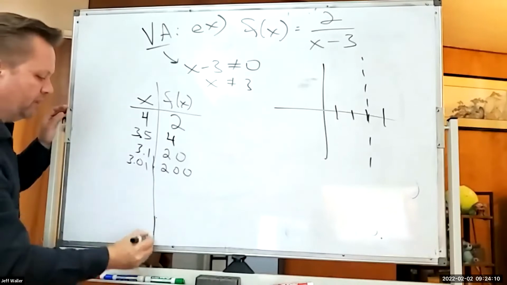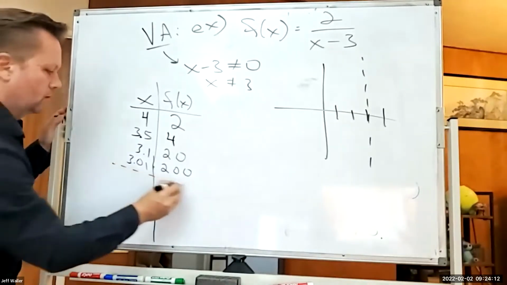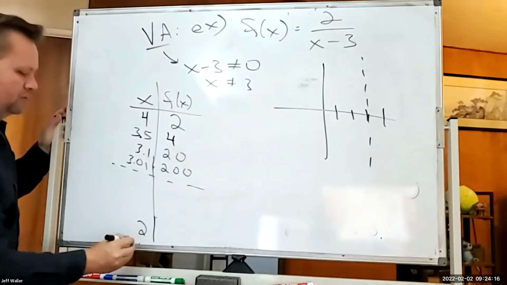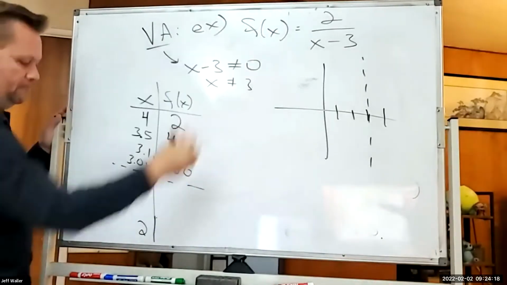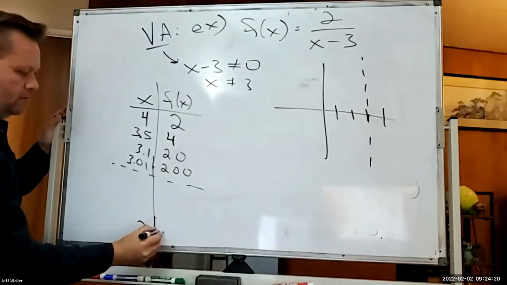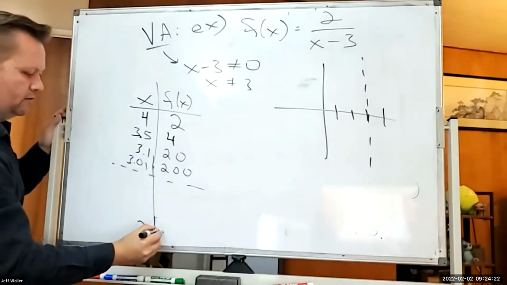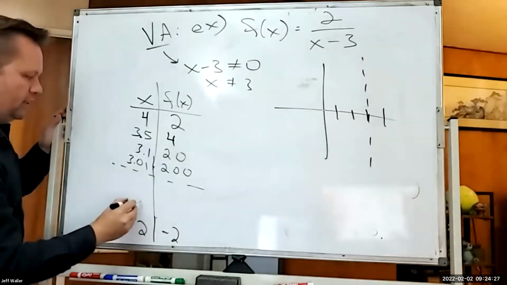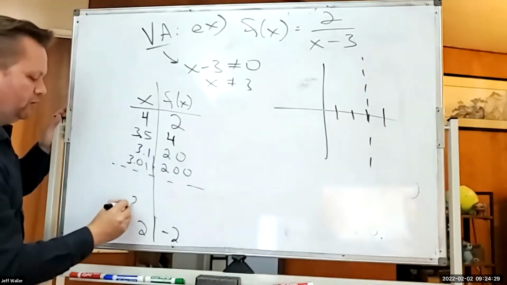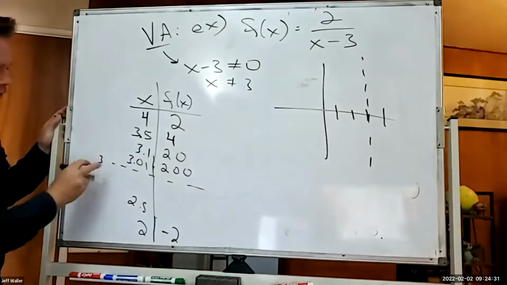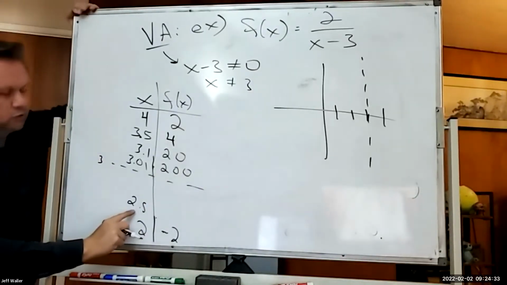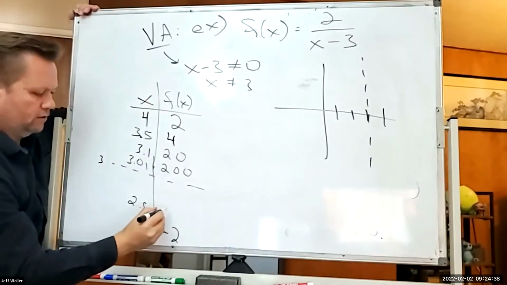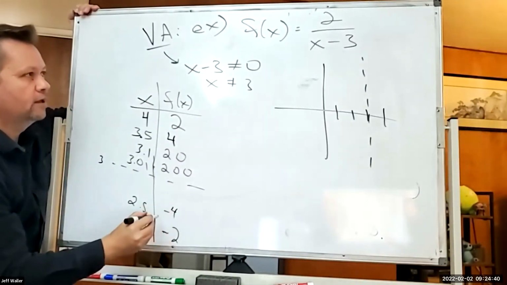Now, let me come at it from the other side. What do you got, Jeff? Put a 2 in. What do you get? -2. Yeah, -2. What if I put, where am I going? Oh yeah, 2.5. So I'm trying to get close to 3, right? So what if I put a 2.5 in? -4. Okay. Say again, sorry? -4.